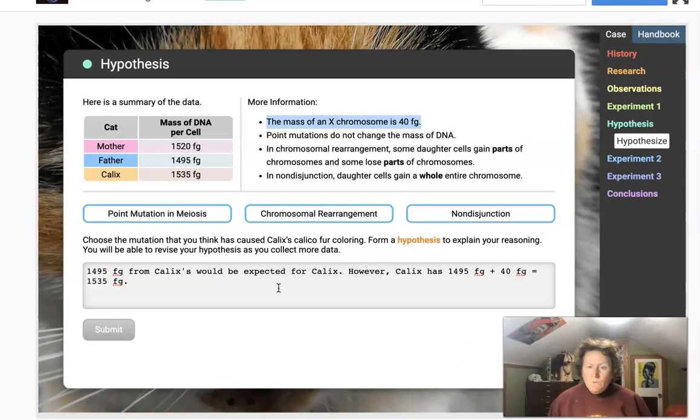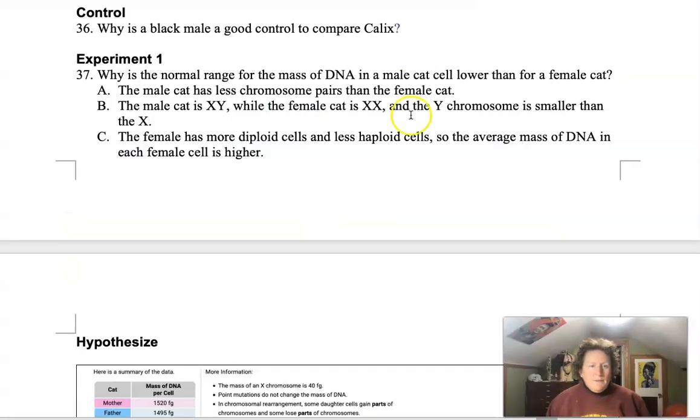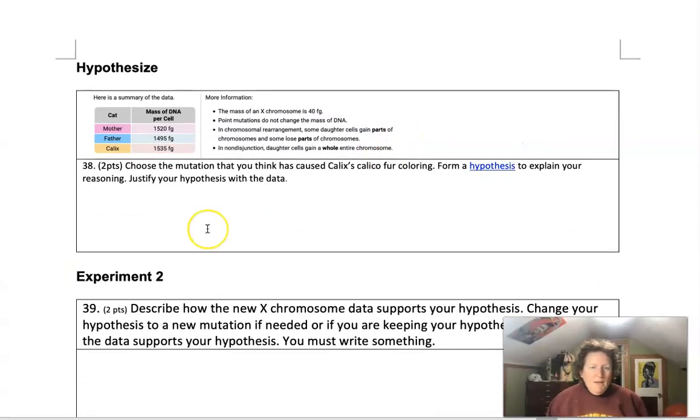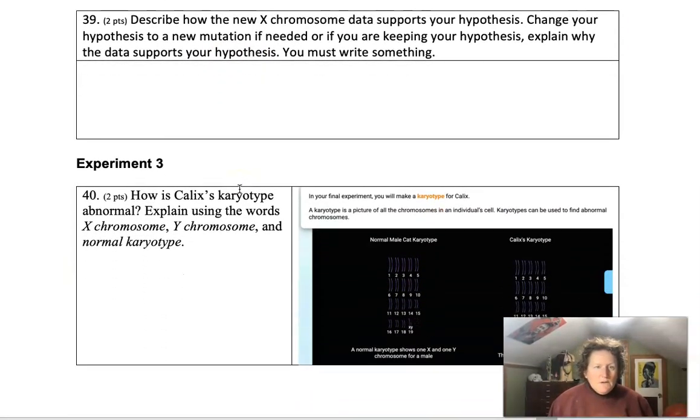So now it's your turn to make some hypotheses. What do you think happened? Was it a point mutation? Was it chromosomal rearrangement where a chromosome got a little extra piece tacked onto it? Or was it non-disjunction where you get a whole extra X chromosome? You make your hypothesis and put it in Gizmos, and also you can put it in your lab. So here's your hypothesis. You'll get more X chromosome data and you'll look at it.